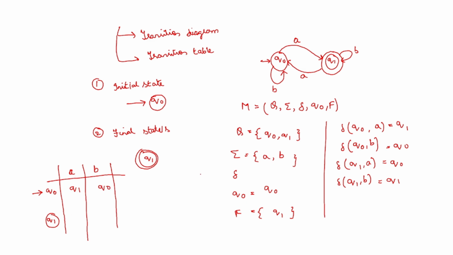q1 on a goes to q naught, and q1 on b, the state remains the same, that is q1. So this is how we represent a finite automata using a table.